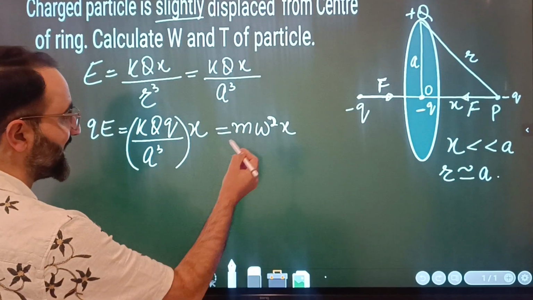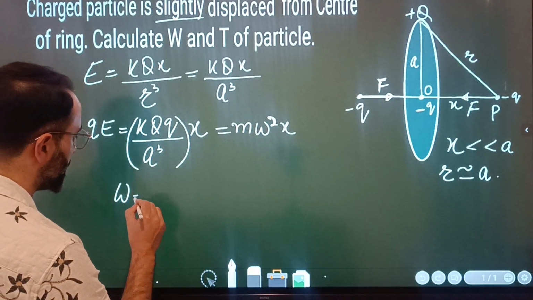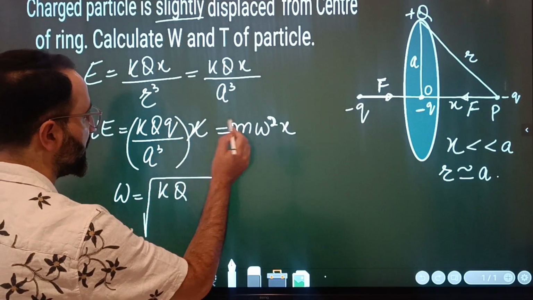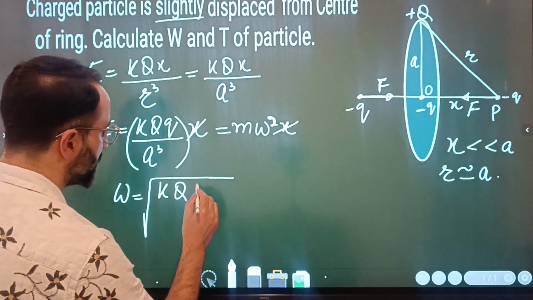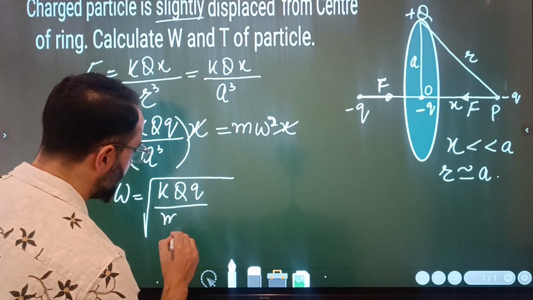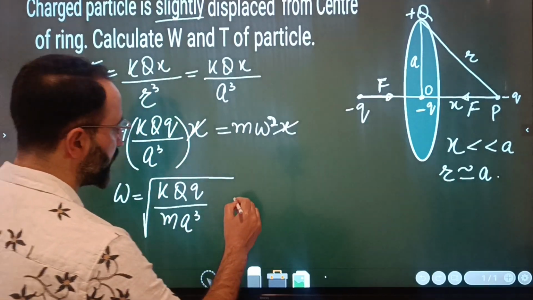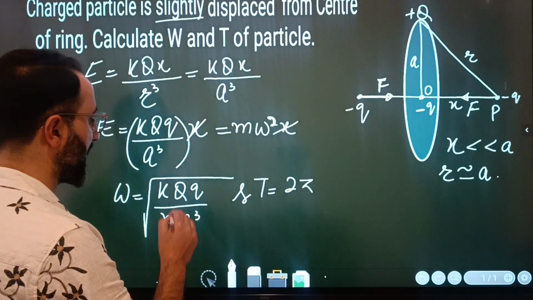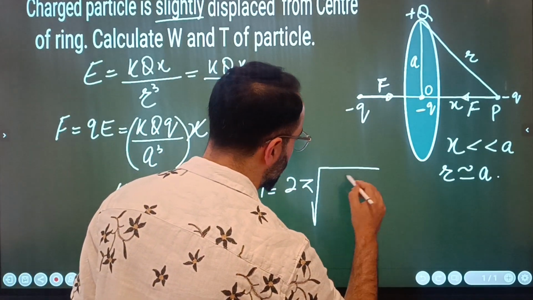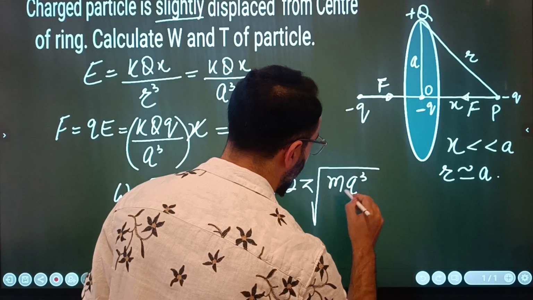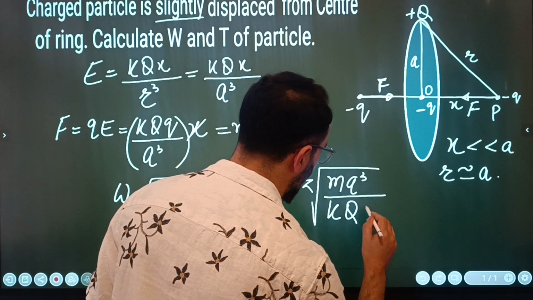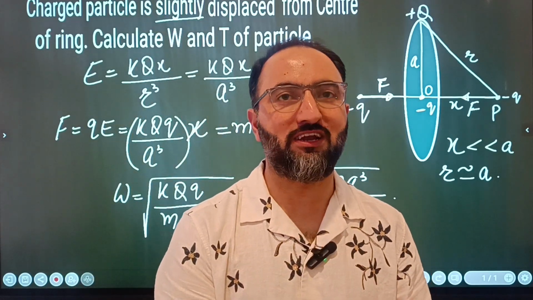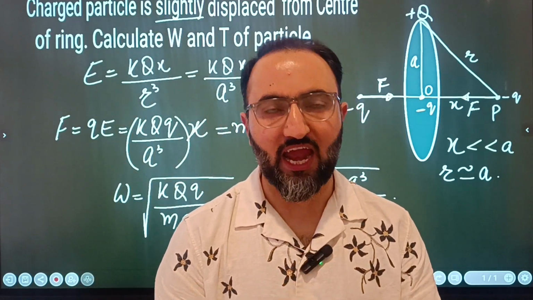When that cancels, I can easily calculate the value of omega, which comes out to be root of all this. That is k capital Q, this and this is going to cancel, k capital Q small q divided by m into a cube. And what about the time period? Time period is equal to what? It is 2 pi divided by omega. So 1 by omega is the reciprocal of this, which is m into a cube divided by k capital Q small q. Okay. So eventually we are able to calculate the frequency, angular frequency, and the time period of the charged particle.